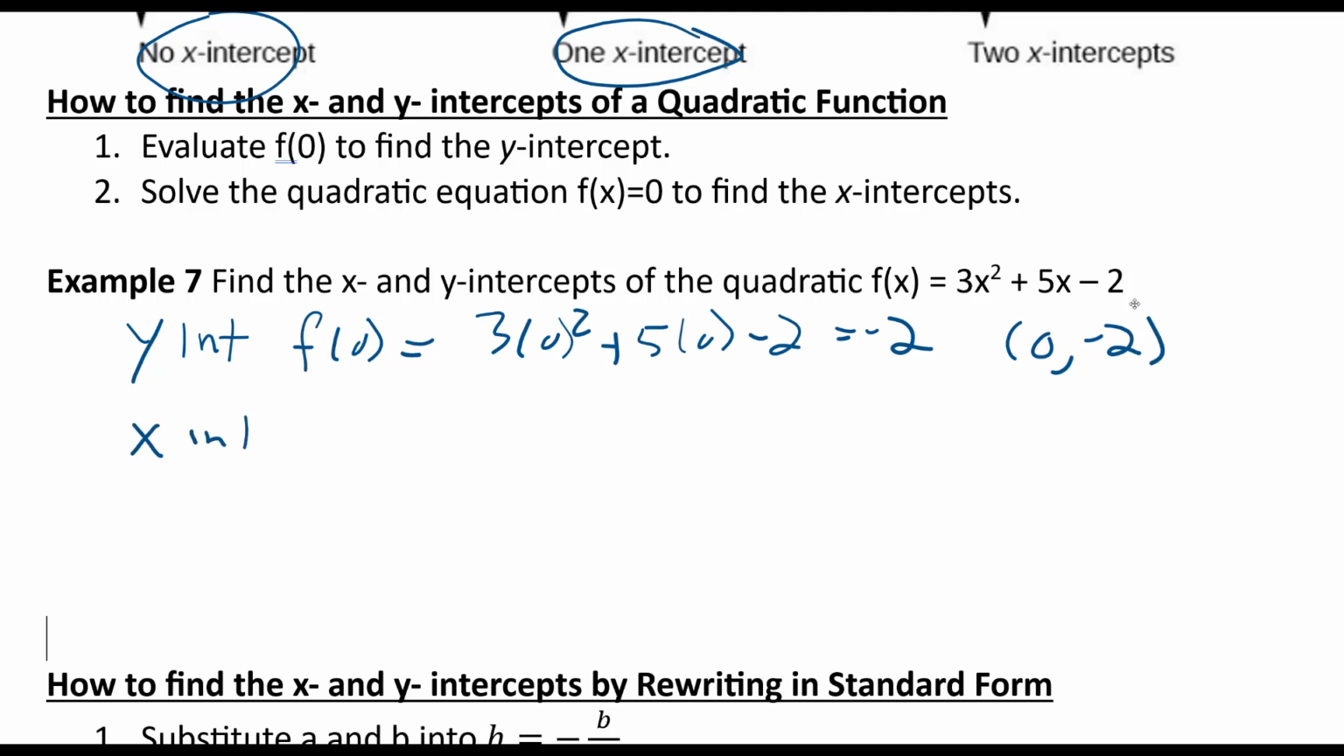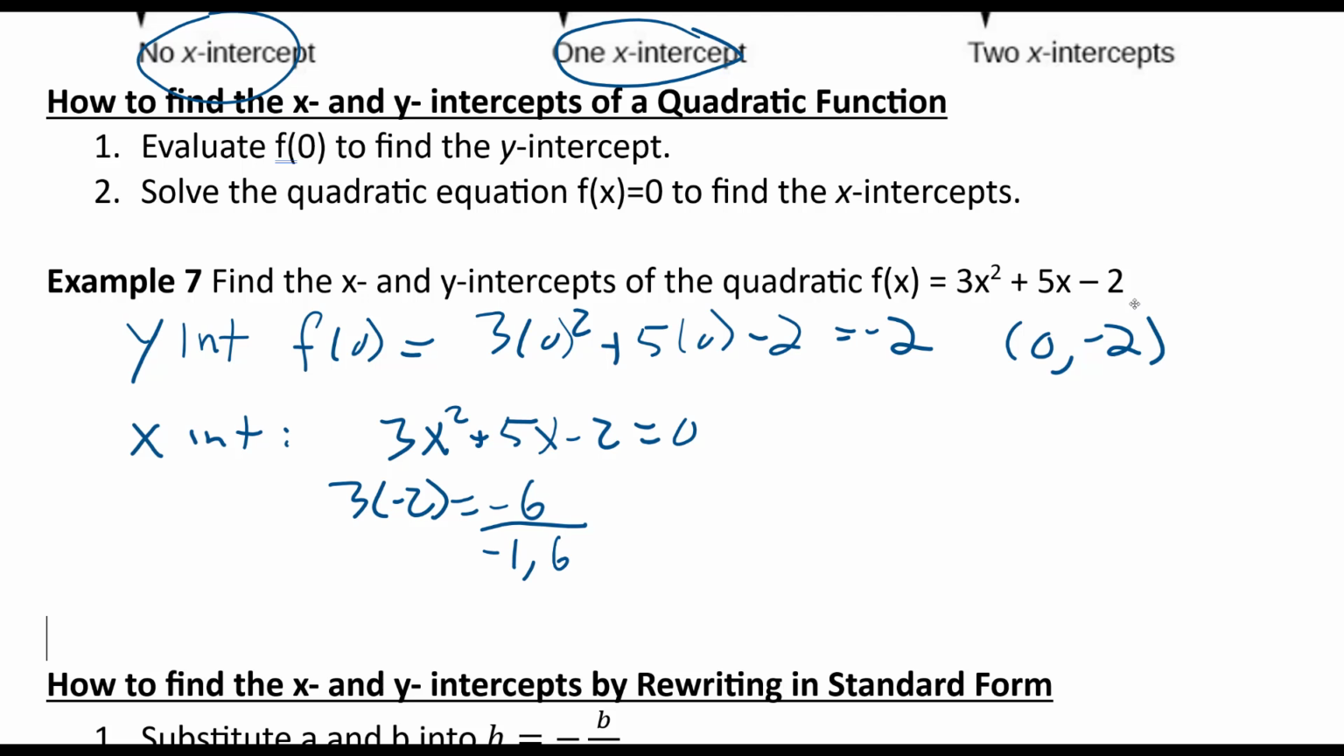Now for the x-intercept, that's going to be where 3x squared minus 5x minus 2 equals 0. So we're going to have to solve this, and I can do this by factoring. So 3 times negative 2 is negative 6. Factors of negative 6 that add to negative 5 would be negative 6 and positive 1. So it would be 3x squared plus x minus 6x minus 2 equals 0. And so I'm going to obviously factor by grouping here. I'm doing the AC technique.